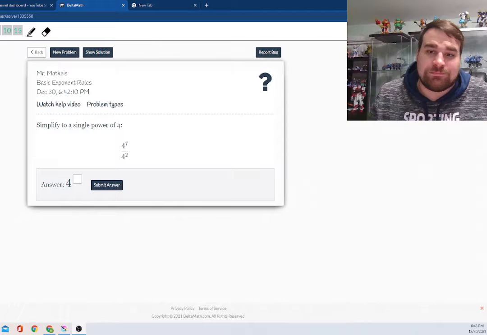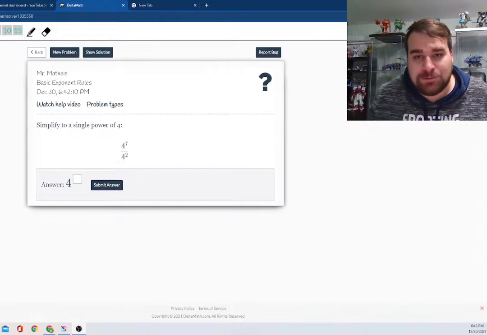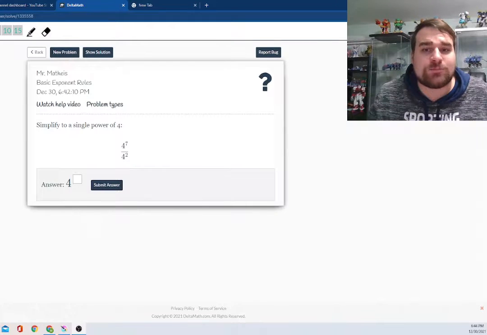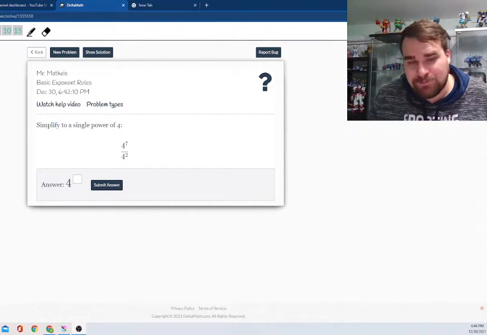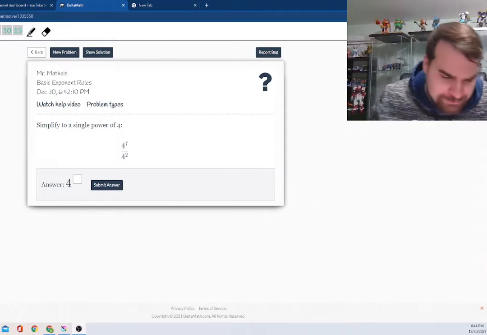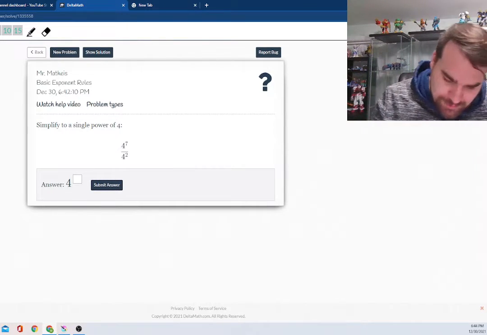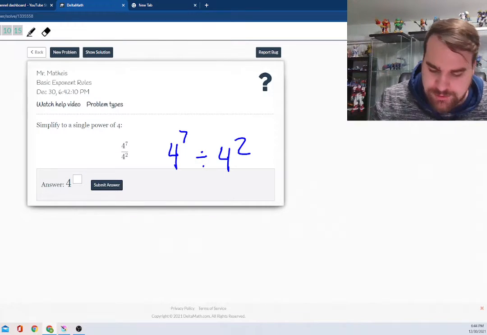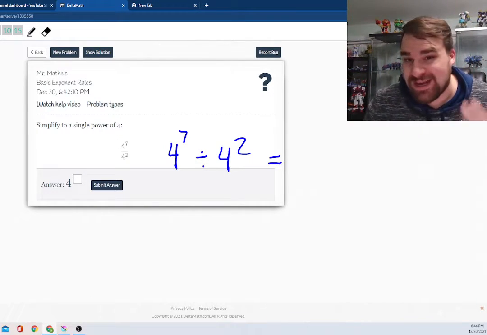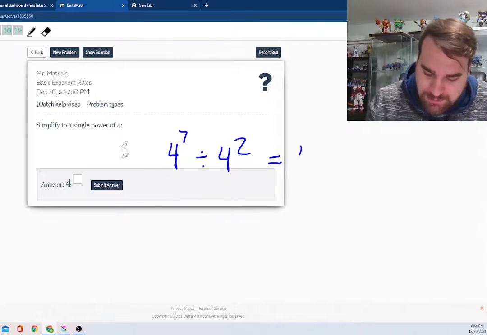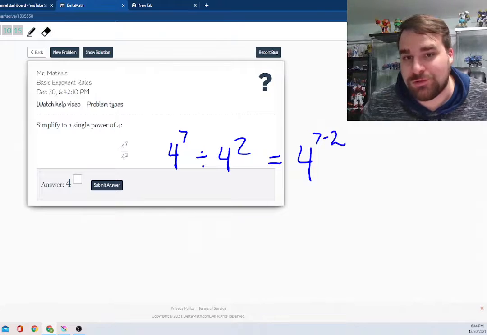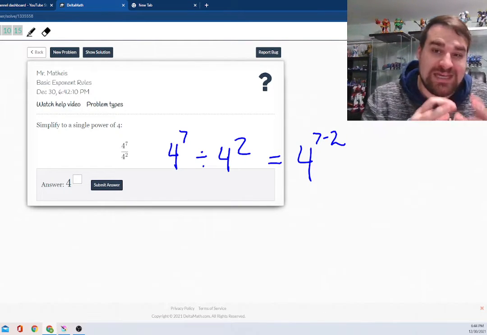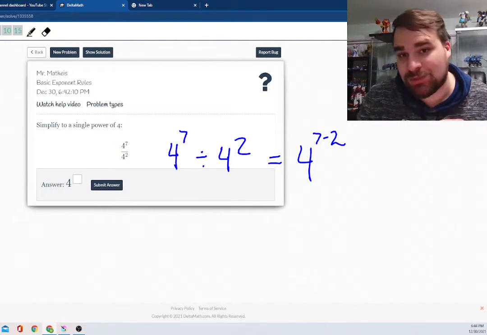Whenever we are dividing two of the same number that have exponents, such as we have here, they're both 4s, but with different exponents, those exponents will subtract. So let me write this out here. Realistically, we have 4 to the 7th divided by 4 squared. But the way I like to write it, the way I kind of see it in my head when I do these problems, is 4 to the 7 minus 2 power. I always just take each of those exponents and put a minus sign between them.